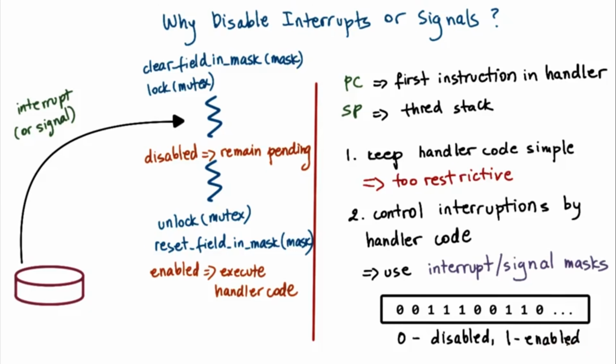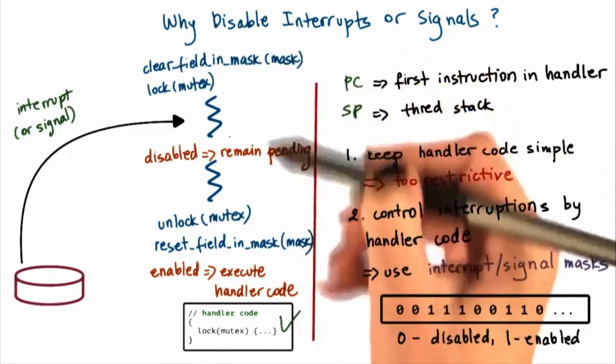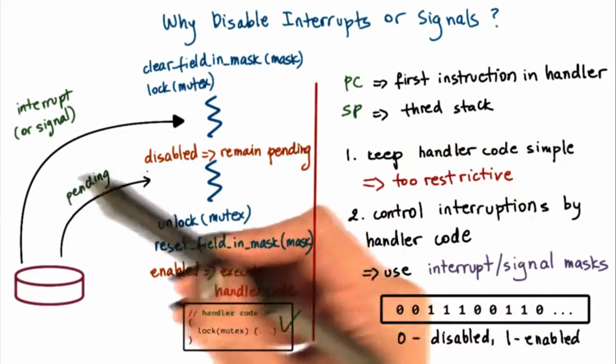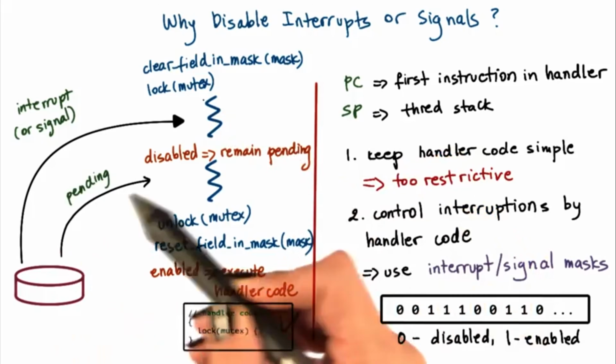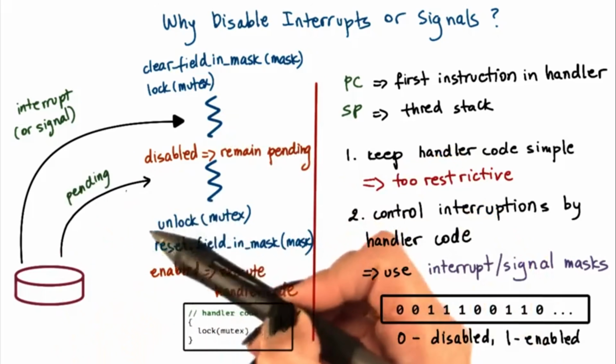As a result, the interrupt becomes enabled, and at that point, the operating system will allow the execution of the handler code. Note that at this point, it is okay to execute this code because we no longer hold the mutex, so the thread that would be interrupted when the handler code is called doesn't hold this mutex. As a result, the deadlock will be avoided. We should point out that while an interrupt or a signal is pending, other instances may occur, and they will remain pending as well.